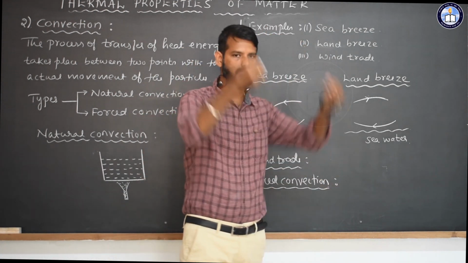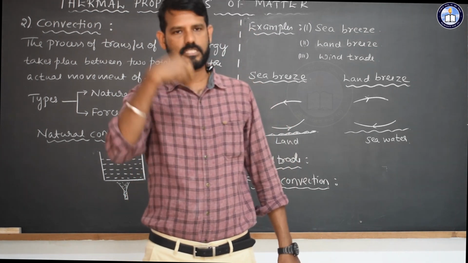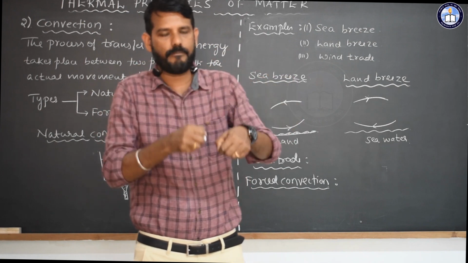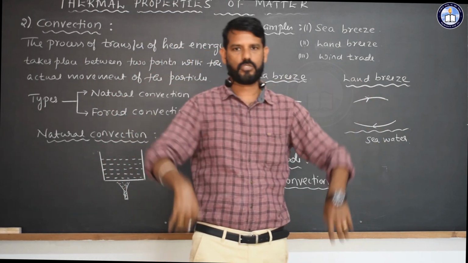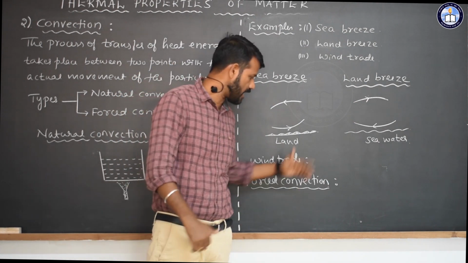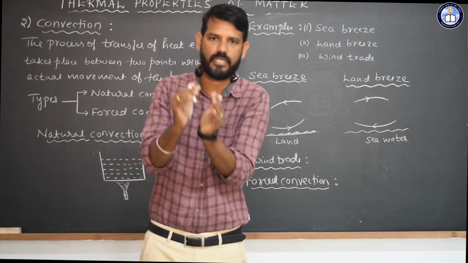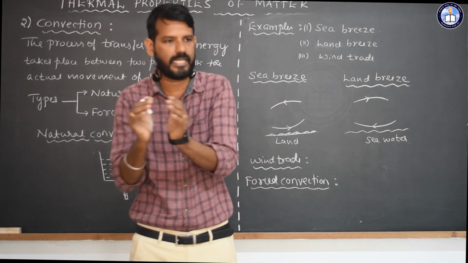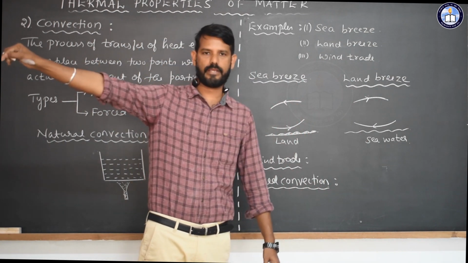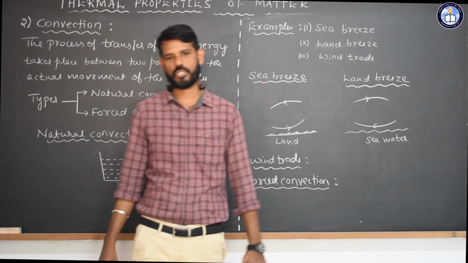The best example is the circulatory system in our body, where the heart acts as a pump that pumps blood throughout the body. Okay? So the molecules carry the energy from one point to another point. Here we are talking about heat energy. The particles carry the heat energy from one place to another place with the help of some external aid, that is a pump, and this is called forced convection.